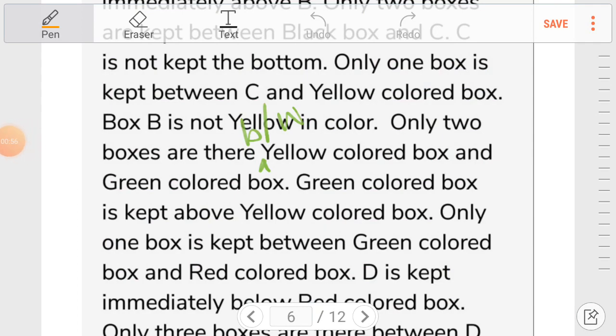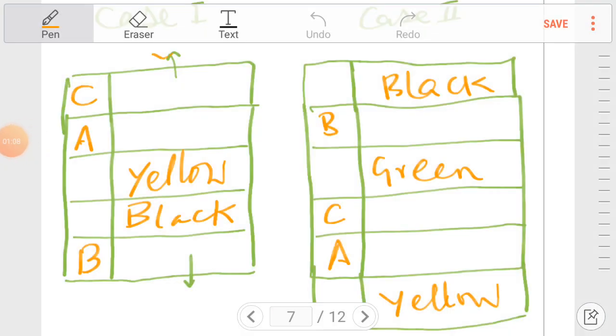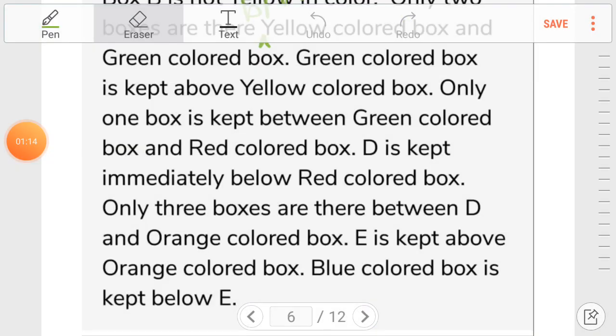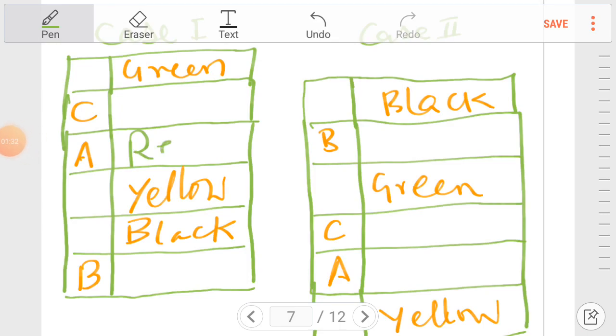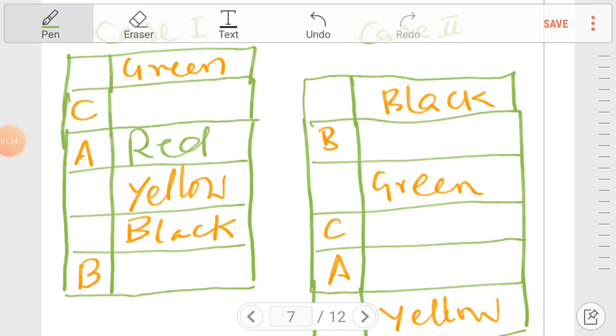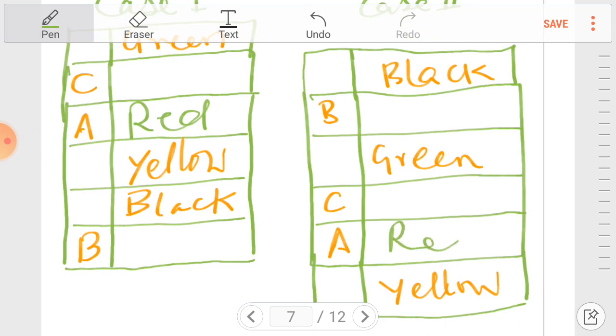Case 1 is solved by the next statement that the green color box is kept above the yellow color box. So the green color box cannot be kept below yellow color. So the green color box can only be placed at the upward side and not at the downward side. The next one is only one box kept between the green color box and the red color box. So we know the position of the green color box, from there the red color box is second to the green box. So this is the red color box, and in case 2 this is the red color box.